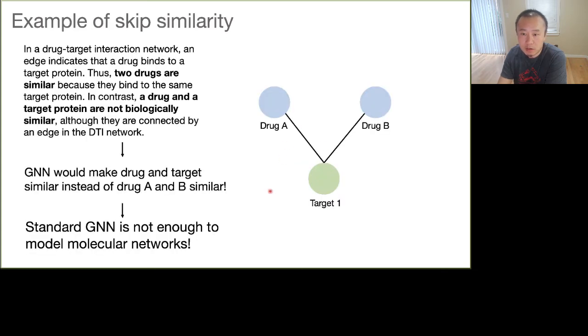For example, here we can have this drug-target interaction network. Drugs A and B are very similar, but there's no direct interaction between these two. But through a common target one, they are connected via this two-hop path. So A and B in this case are indeed similar, but a standard GNN would not be able to model this type of molecular network directly because a lot of those edges are not present. So you have to rely on more long-range paths, and it's much harder to model.